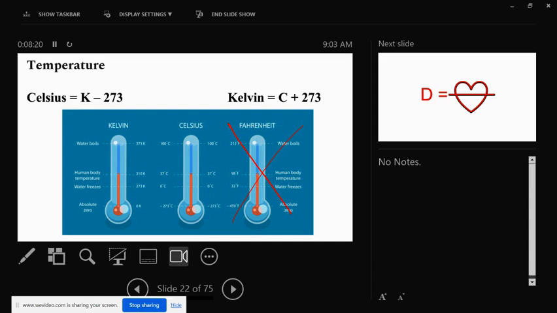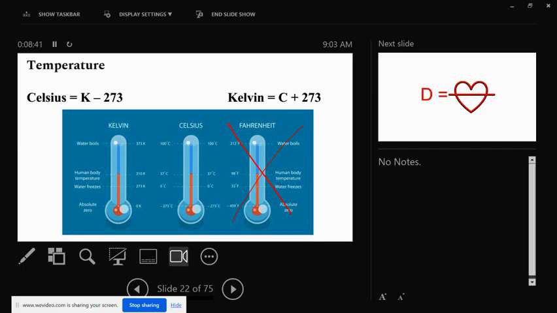Celsius will equal Kelvin minus 273. I have those formulas for you at the bottom of that page down there. Kelvin then is degrees Celsius plus 273.